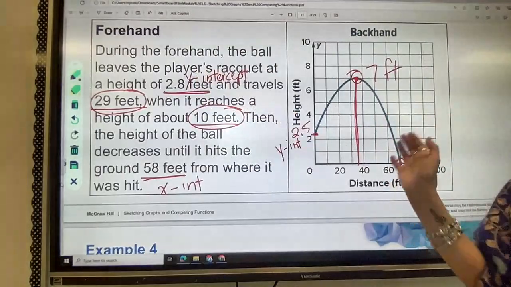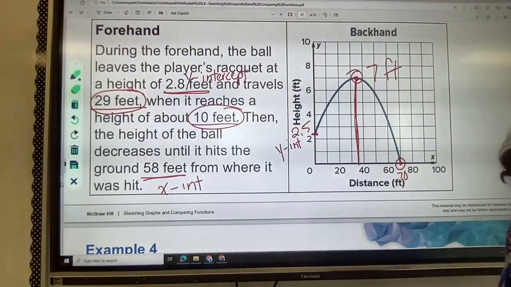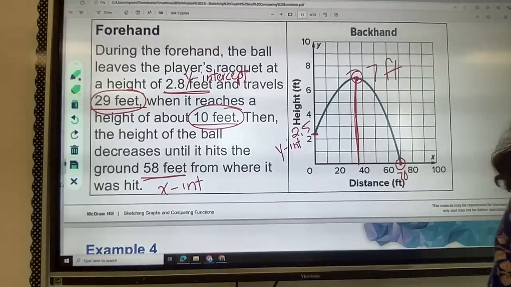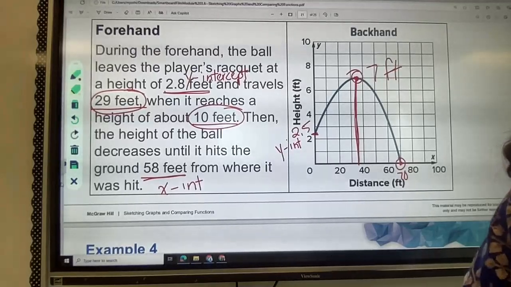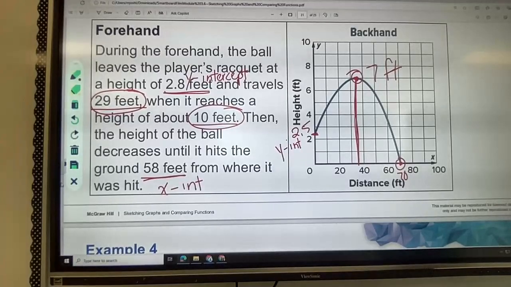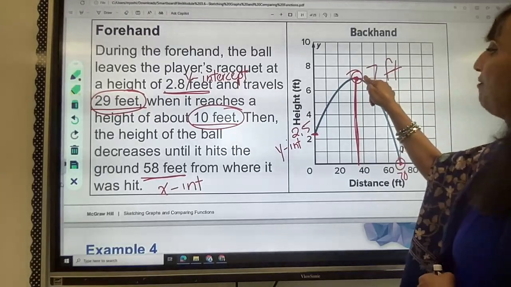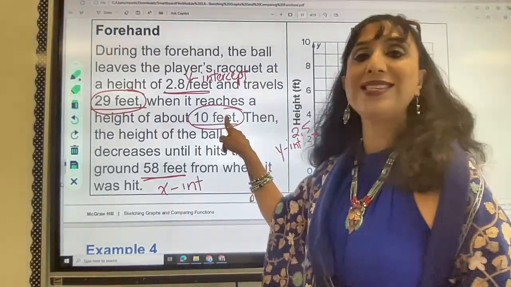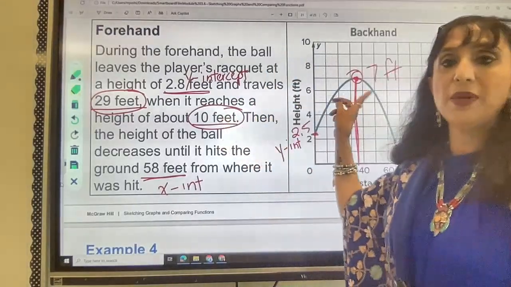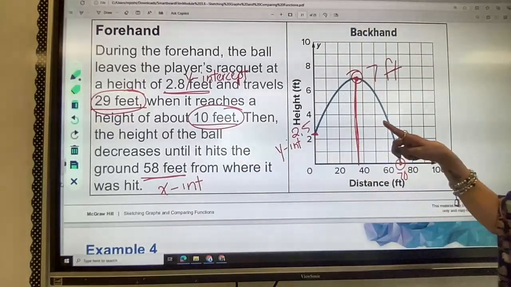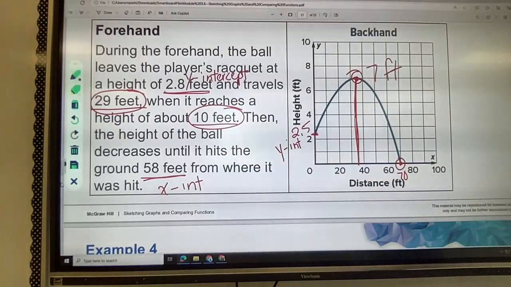So just looking at this, we can compare. Let's talk about the extrema. The maximum height of the tennis ball is 3 feet higher during the forehand shot, because how much is here? This is 7. And how much is here? This is 10. So when I'm comparing the two, the maximum height of the tennis ball is 3 feet higher during the forehand shot.